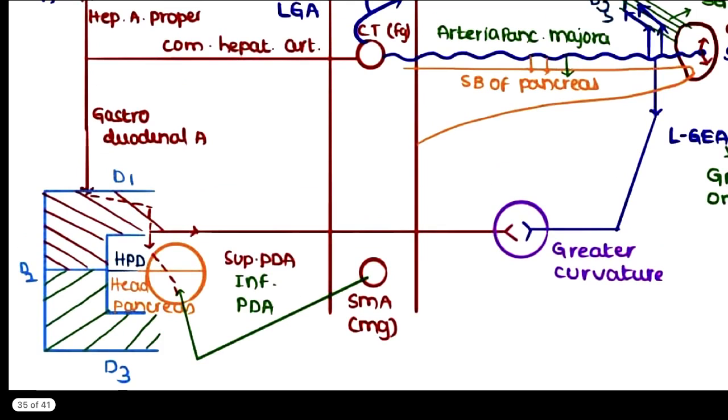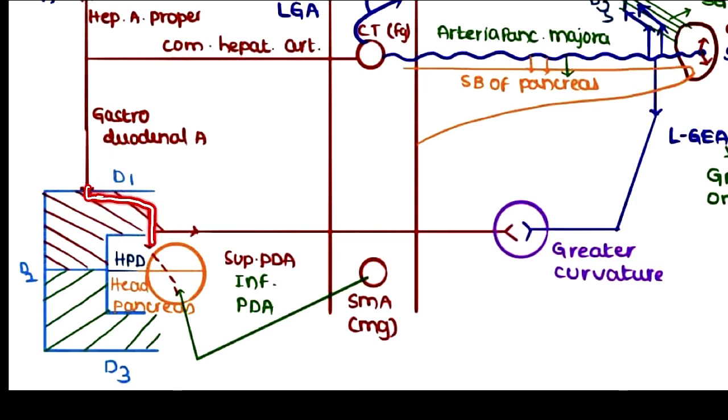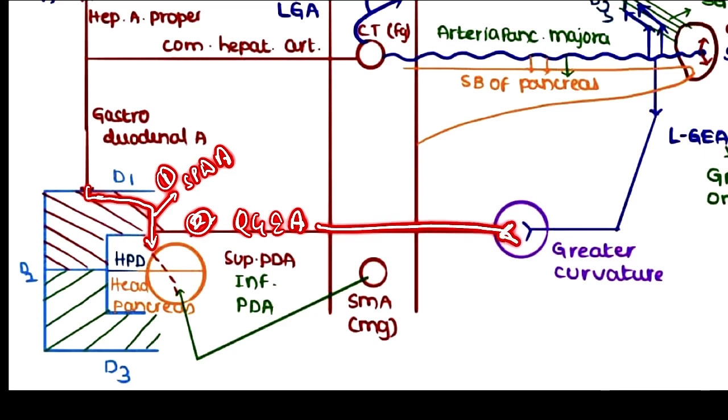Now, the gastroduodenal artery has two branches. The first is the superior pancreatoduodenal artery, the question that we faced earlier in this lecture. The second branch is the right gastroepiploic artery. And what was the right gastroepiploic artery doing? It was anastomosing with the left gastroepiploic artery.